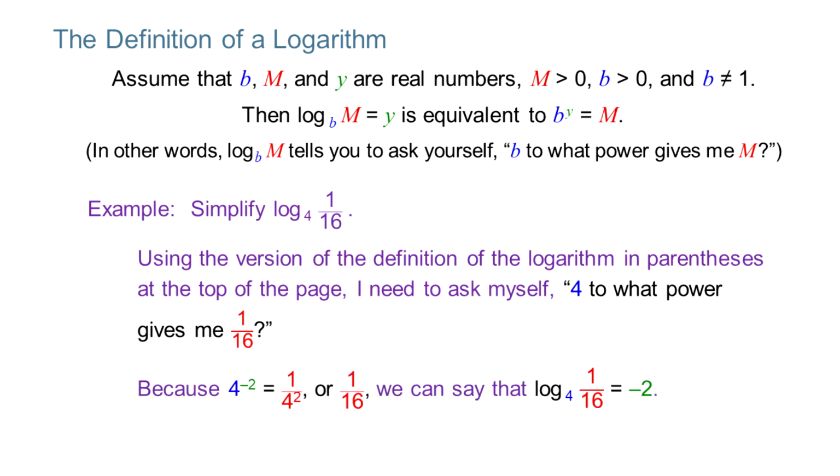Because 4 to the power of negative 2 is equal to 1 over 16, I can say that log base 4 of 1 over 16 is equal to negative 2. And so I can say that the final answer to this question is negative 2. If you have forgotten how to simplify an expression involving a negative exponent, you might find it helpful to go back and review the examples from the beginning of my video on exponential functions.